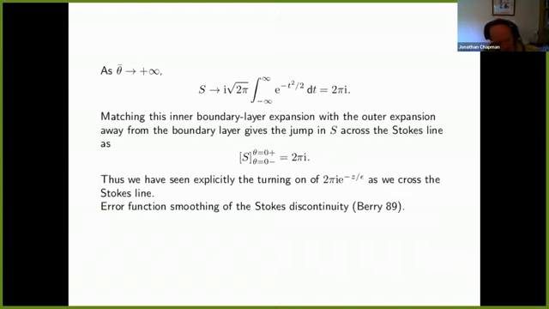So this shows you that you can explicitly see the turning on of this 2 pi I over epsilon, 2 pi I e to the minus z over epsilon as you cross the Stokes line. And this is the famous error function smoothing at the Stokes discontinuity that Mike Berry wrote about in 1989, sort of reinterpreted in terms of matched asymptotic expansions.